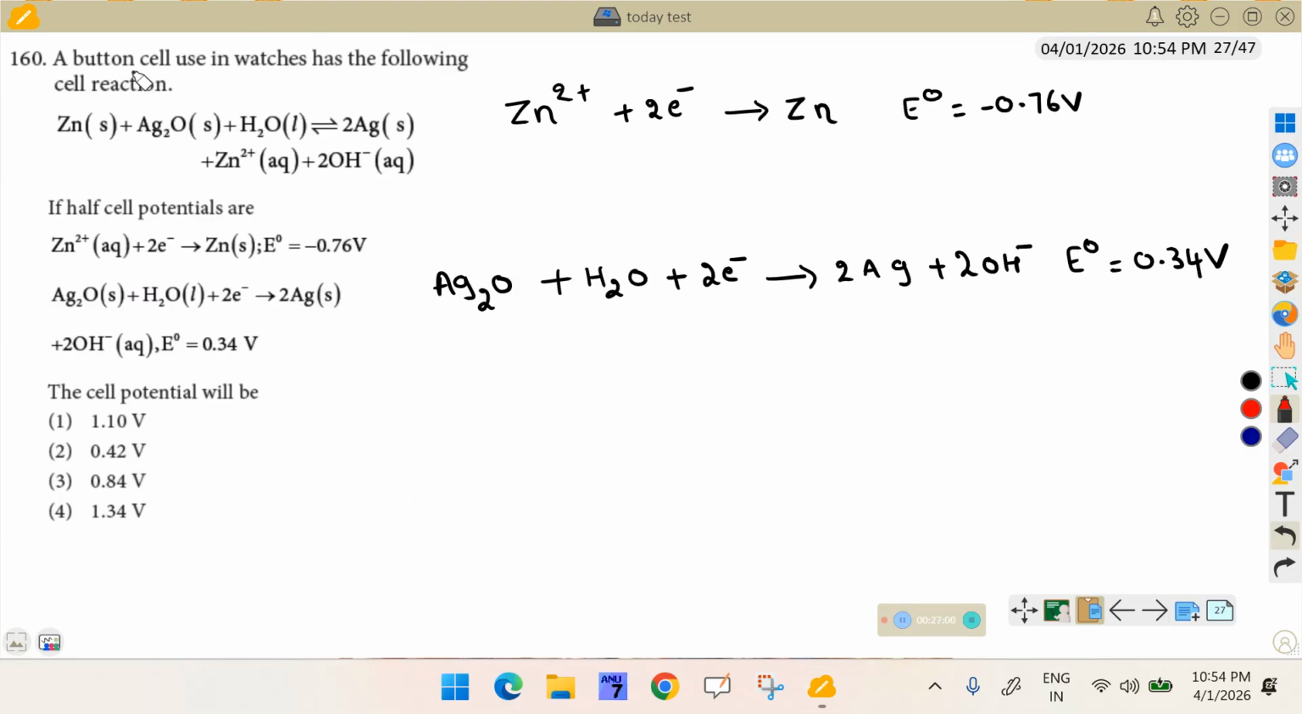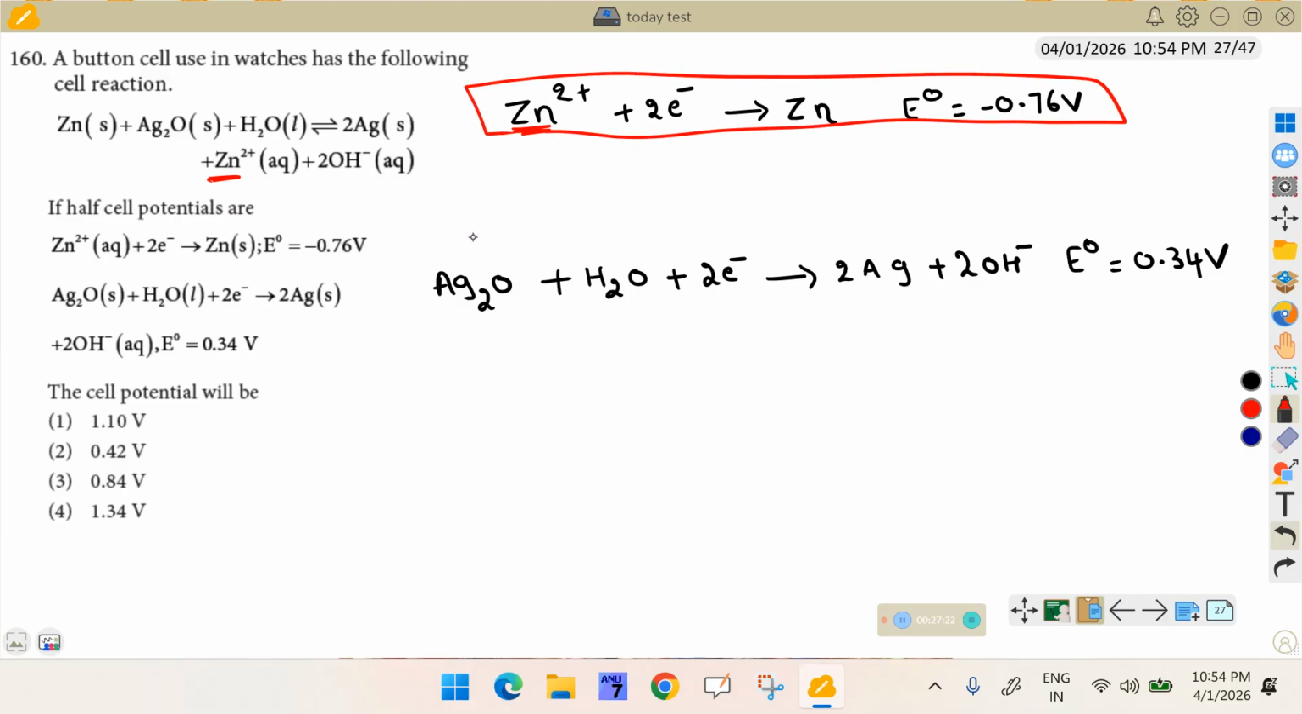A button cell used in watches has the following cell reaction. Okay, the cell reaction is given, half cell reactions are also given. In the final cell reaction, Zn2+ is the product. But in the given half cell reaction, Zn2+ is the reactant. So reverse the first equation. Then Zn converted to Zn2+ plus 2 electrons. E0 value how much? Change the sign, plus 0.76 volts.